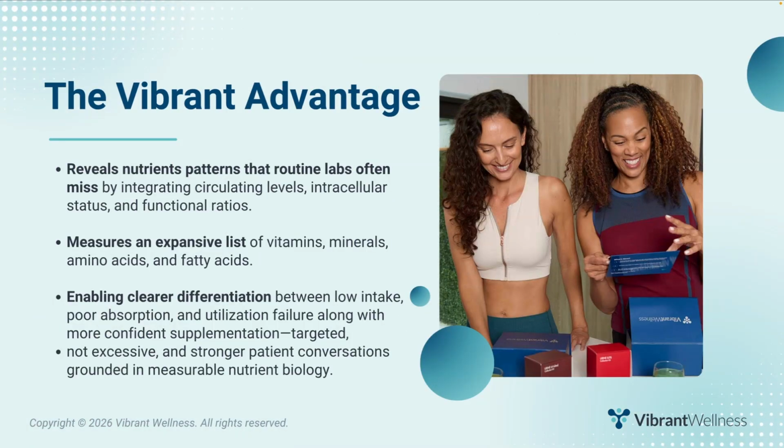In summary, the nutrient zoomer uses gold standard mass spectrometry methodology to measure vitamins, minerals, amino acids, and fatty acids, reframing nutrition assessment from "are levels normal" to "are nutrients reaching cells and meeting demand?" By integrating circulating levels, intracellular status, and functional ratios, it reveals nutrient patterns that routine labs and supplement guesswork often miss. This enables clear differentiation between low intake, poor absorption, and utilization failure, along with more confident supplementation that is targeted but not excessive, and stronger patient conversations grounded in measurable nutrient biology.